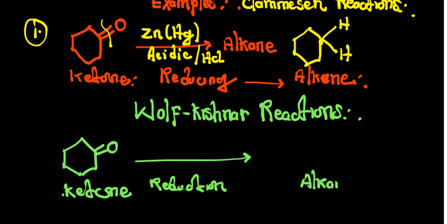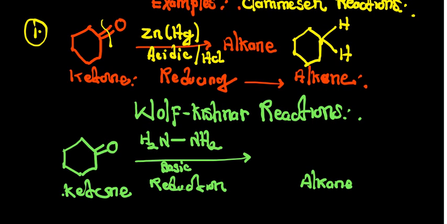So this takes place in the presence of a hydrazine, which is H2N-NH2, and then it takes place in the presence of a basic solution. So we are going to have a strong basic compound here that can be sodium hydroxide, potassium hydroxide, or any strong base that can facilitate this reaction.